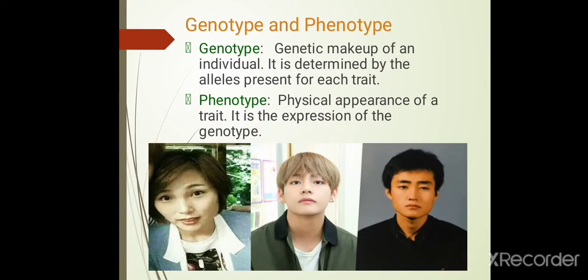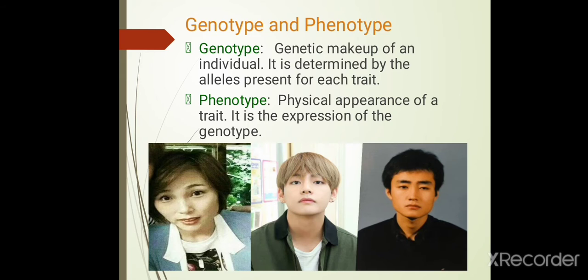Now we have here the definition of genotype and phenotype. When we say genotype, it's the genetic makeup of an individual. It is determined by the alleles present for each trait. While phenotype is the physical appearance of a trait, it is the expression of the genotype. Let's take a look at the picture below. The mother is on the left side and the father is on the right side, while their son is in the middle. As you can see, the son inherits from both of his parents the shape of his face, eyes, nose, and his eye color.